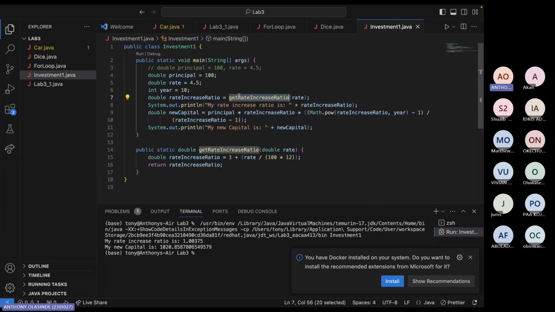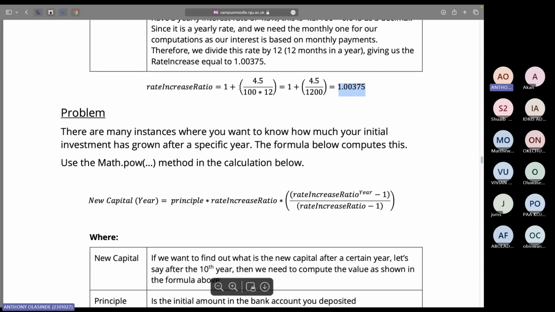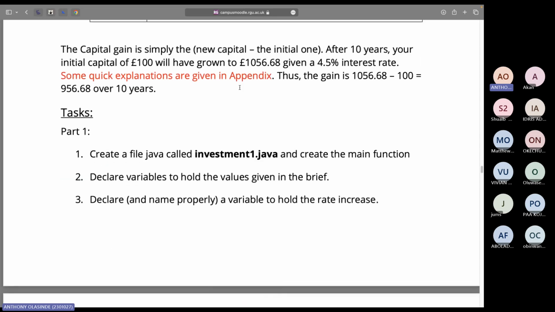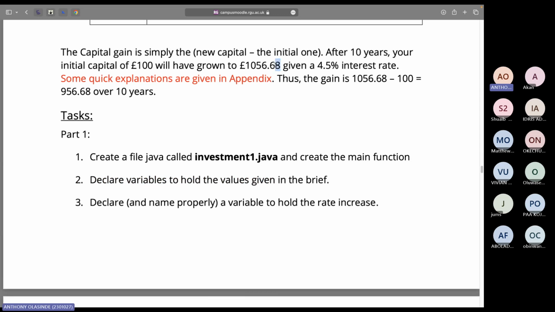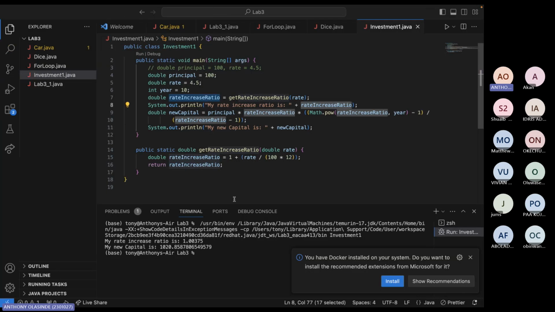1.00375. Then we'll use that 1.00375 to now calculate our new capital based on the number of years and the amount we plugged in. So I think they also did that somewhere. That's a bit different. Let's see. After 10 years, it would have grown to this, but ours just grew to 1020. Is that right?